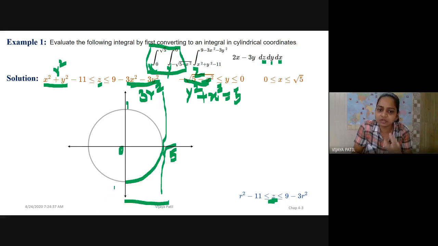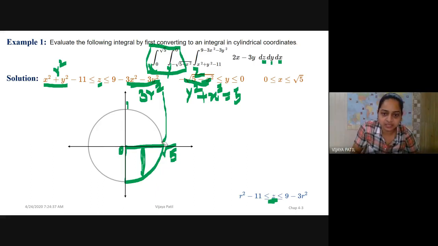So what would that be? I'm considering a strip parallel to the y-axis here, and y is not moving greater than 0. That means this strip will have to end here at the x-axis. So if you observe, this is the region. This is my region under consideration.